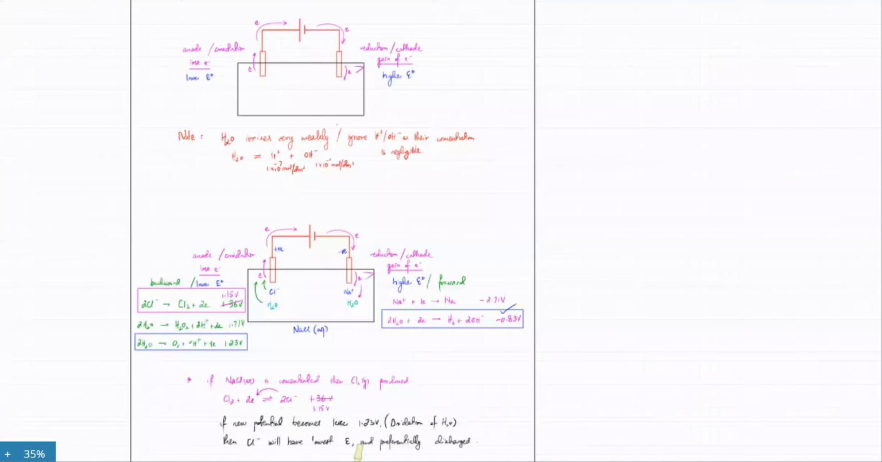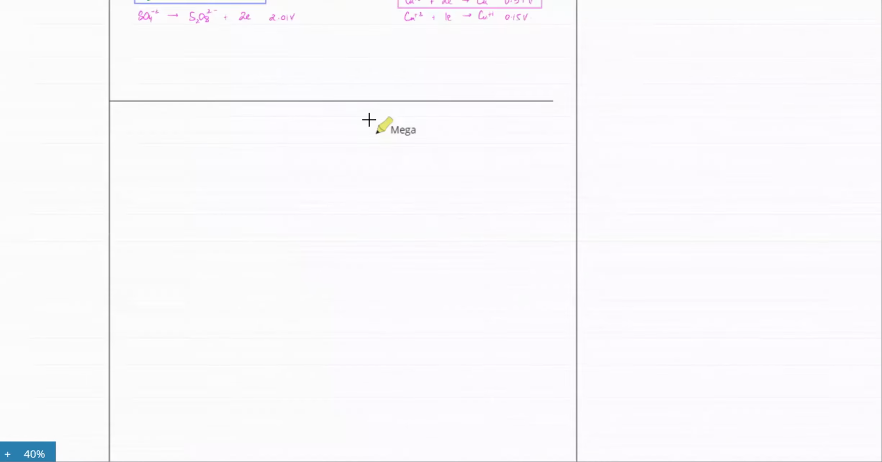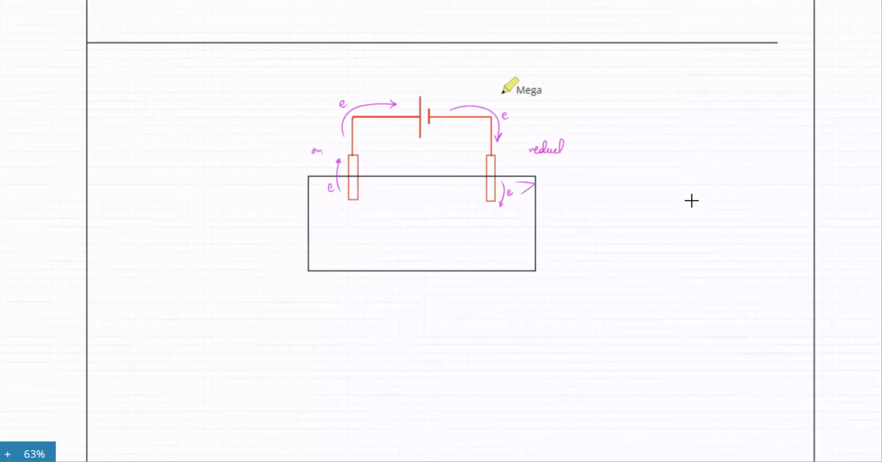So let me copy this diagram for electrolysis. So here's my electrolysis diagram. Reduction would happen on one side, gain of electrons, loss of electrons on the other side.